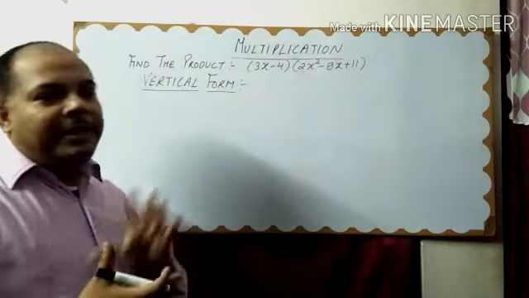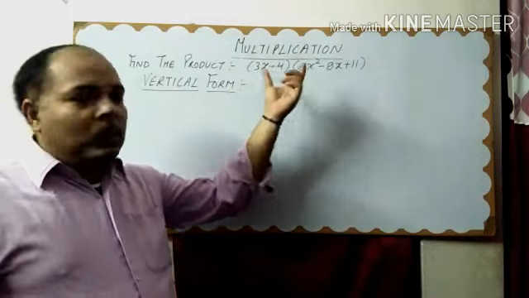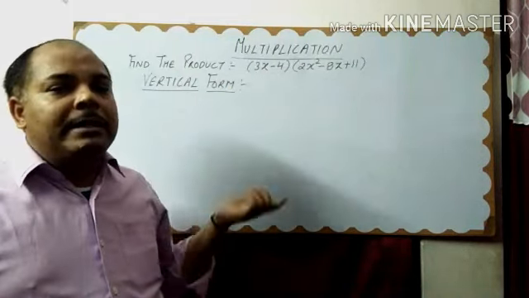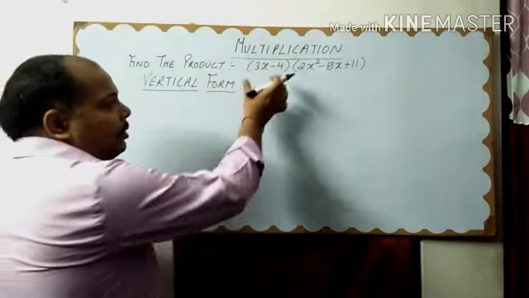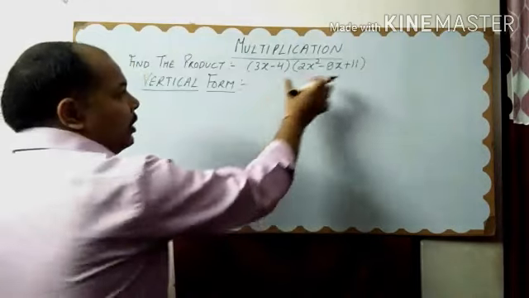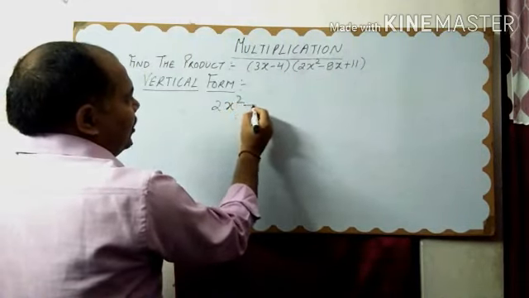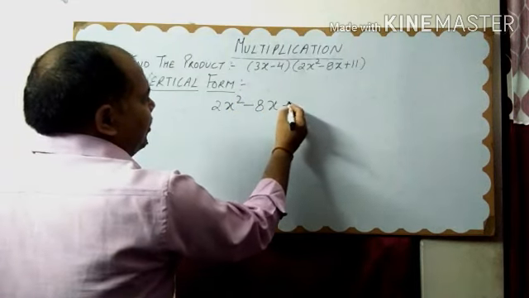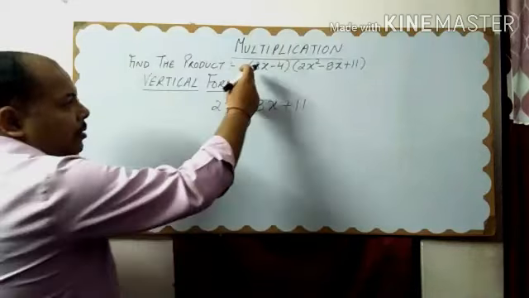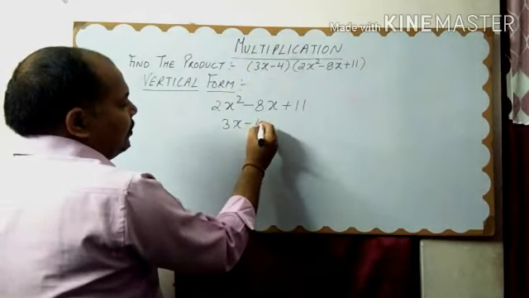Now see the vertical method. In this method you will write one term first and below that the second term. You can write any term first, as you wish. So we will write this term first: 2x square minus 8x plus 11 here. And below it, you will write 3x minus 4.